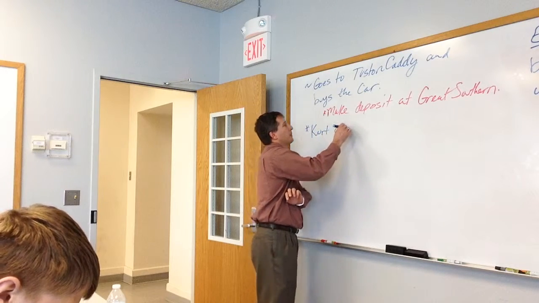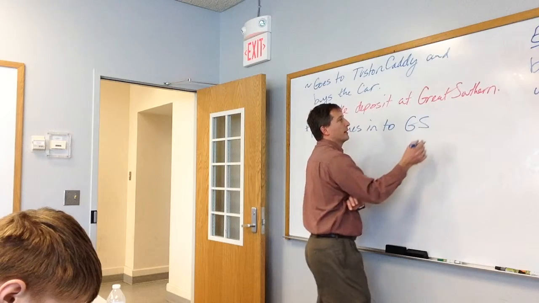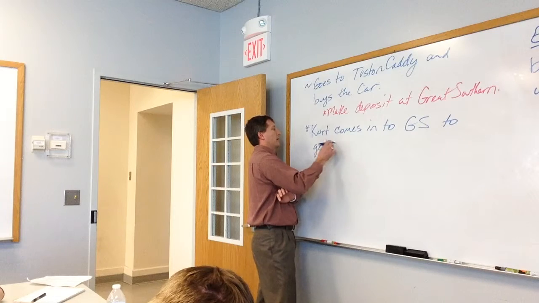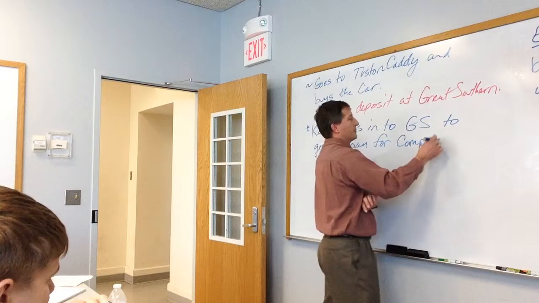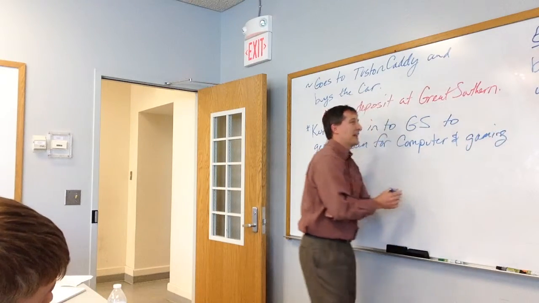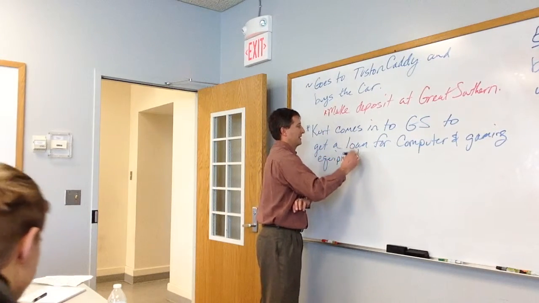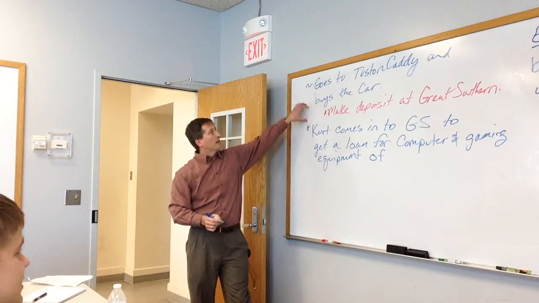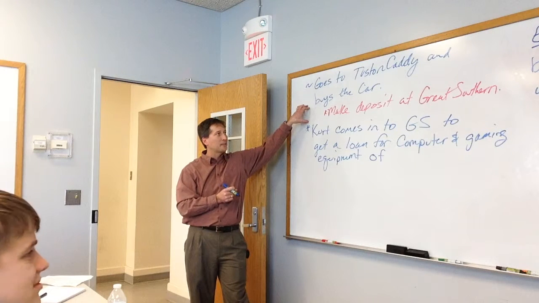Kurt comes in to Great Southern to get a loan for a computer and, I'm embellishing a little here for you, some other gaming equipment. How much is Great Southern able to do pretty instantly since Tustin came in?